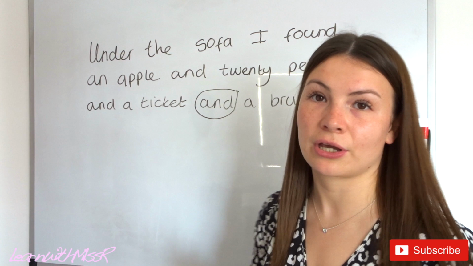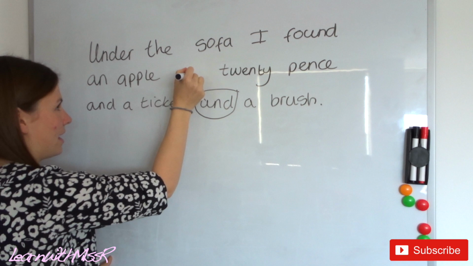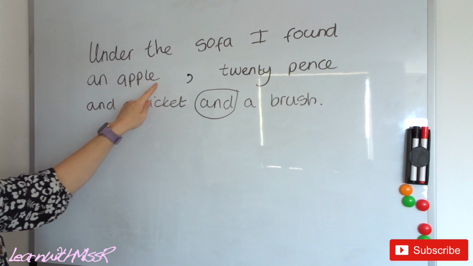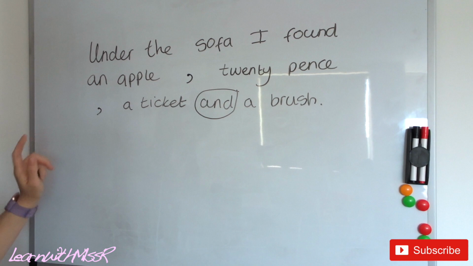Under the sofa, I found an apple. Oh, there's our first and. So I'm going to rub that out and replace it with a comma. Under the sofa, I found an apple, 20 pence, and now I've got another and here that I'm going to replace with a comma. There we go. Let's have a read through this. Does it make a little bit more sense now?